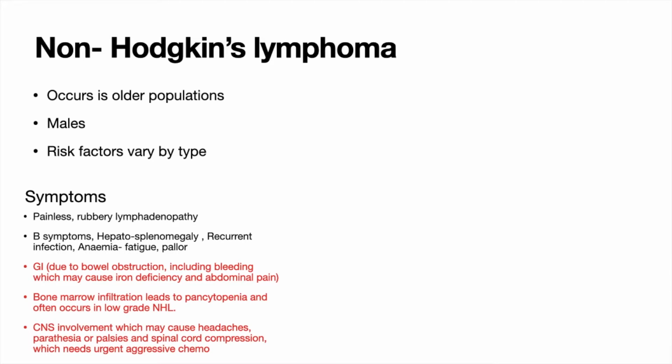If the bone marrow is affected, this can again affect the production of red blood cells, white cells, as well as platelets, and so you may develop a pancytopenia. And it can also affect the critical sites such as the central nervous system, and so this may cause headaches and spinal cord compression symptoms, which would need urgent treatment.